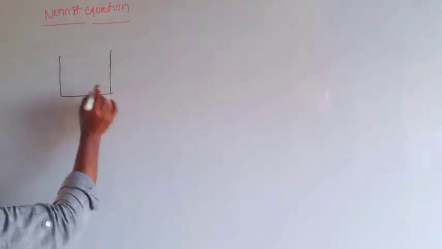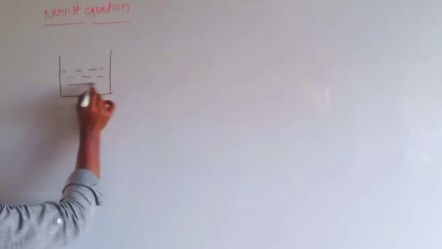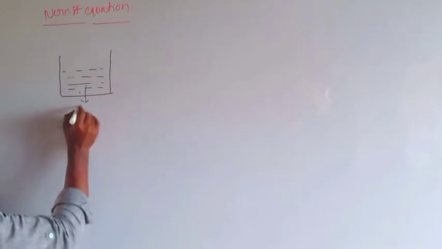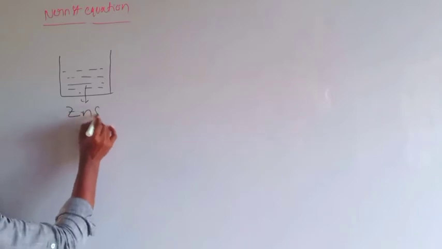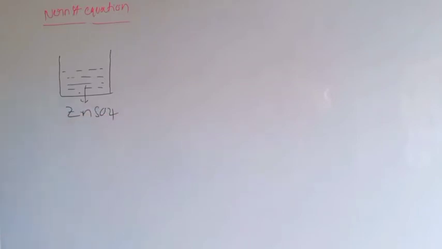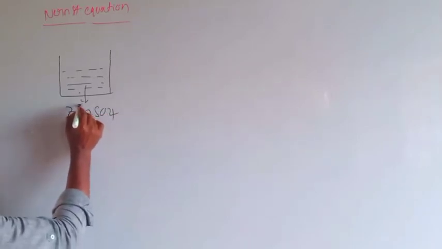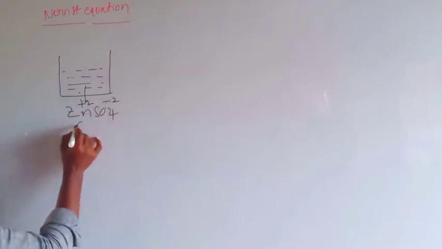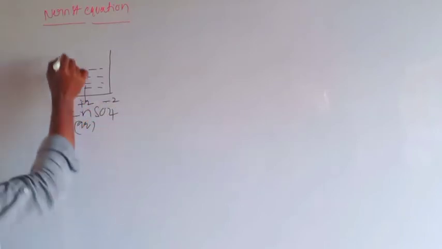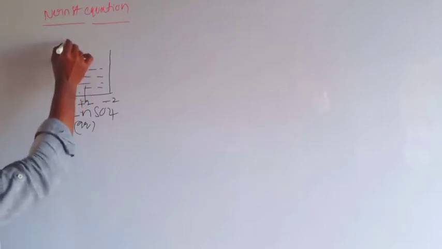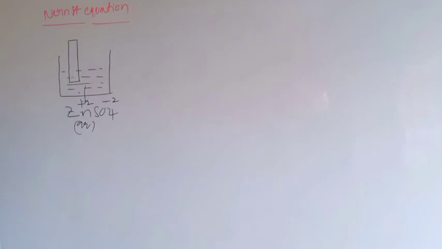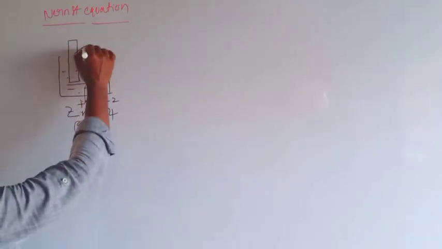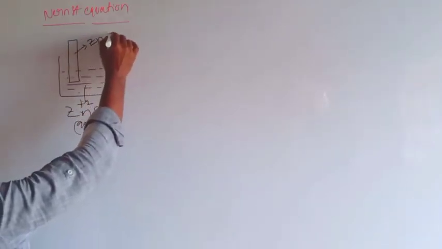Suppose you take a vessel in which some salt solution is filled, say for example a vessel filled with zinc sulfate solution. Zinc sulfate solution consists of a huge number of zinc ions as well as sulfate ions in their aqueous form. If we keep a zinc metal rod in the zinc sulfate solution, the zinc metal rod consists of a huge number of zinc atoms.